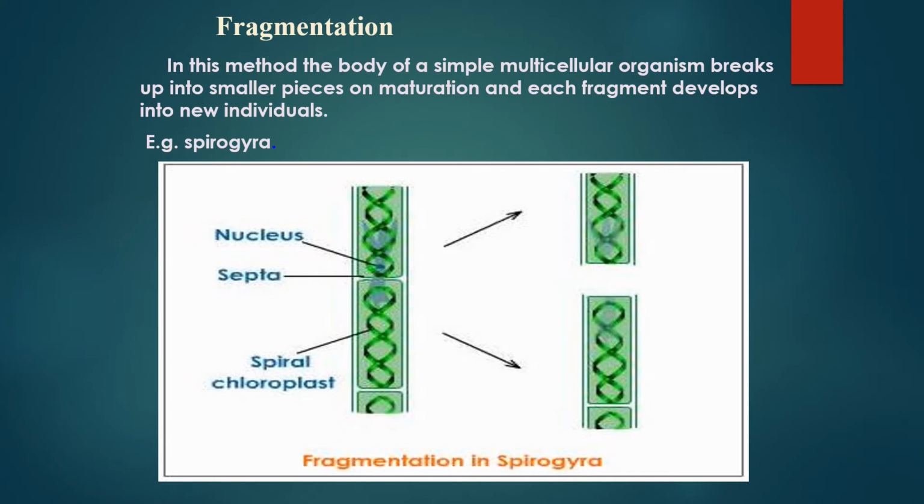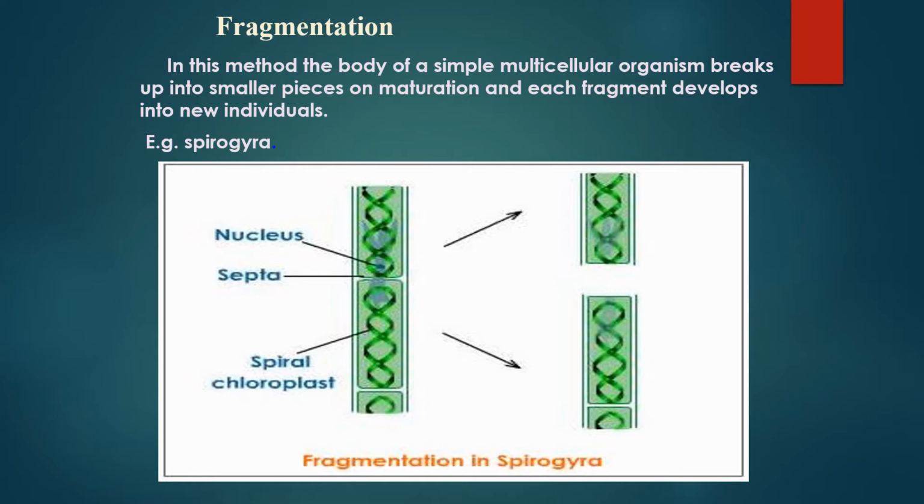In this session of today's, we will be studying about three more different methods of asexual reproduction. And the first one we are going to study is fragmentation. In this method, the body of a simple multicellular organism breaks up into smaller pieces on maturation and each fragment divides into a new individual.